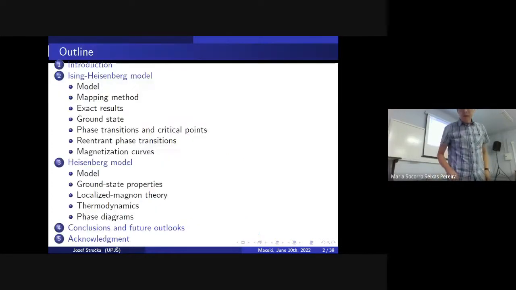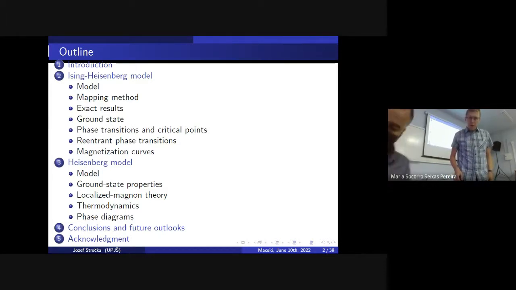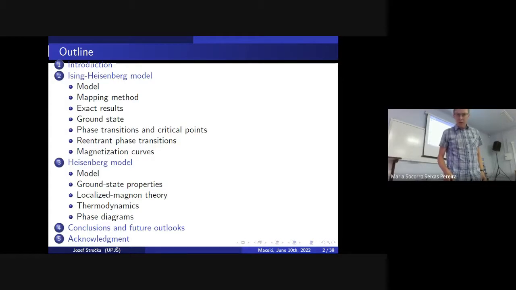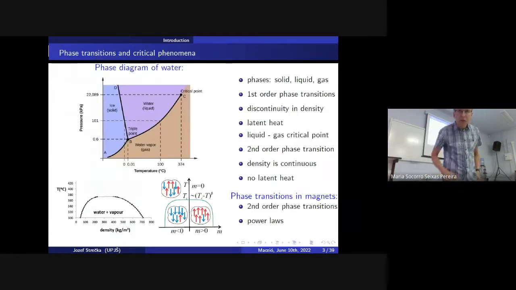So, this is the outline of my talk. After a brief introduction, I will focus on two kinds of models. The first one we call the Ising-Heisenberg model. The second one, the pure Heisenberg model. And then at the end of my talk, I would like to conclude my presentation and show you some future outlooks and our further ideas, what can be done and why it's interesting to study these kinds of models.